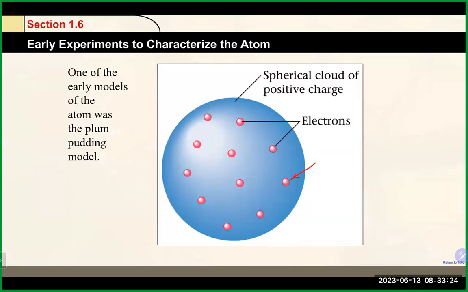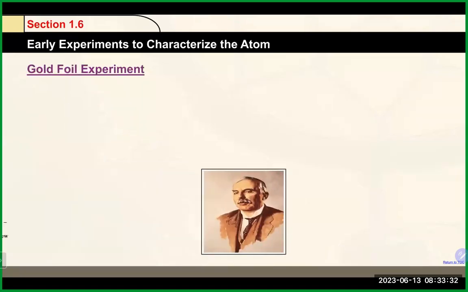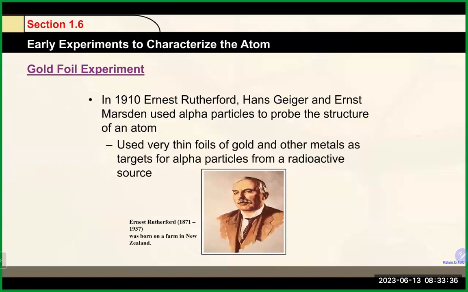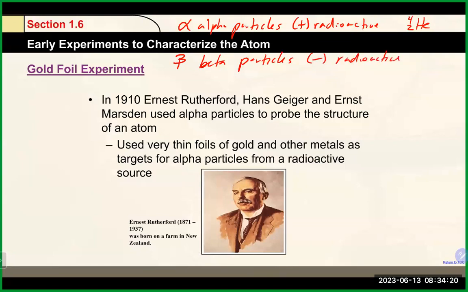One of the major experiments that moved us away from this model of the atom was done by Rutherford, and that is the gold foil experiment. What Rutherford did is shoot alpha particles at pieces of gold foil and other metals and see what happened. Alpha particles are positively charged radioactive particles. They're really helium nuclei. In terms of radioactive particles, there are also beta particles, which are negatively charged radioactive particles. They're really electrons.